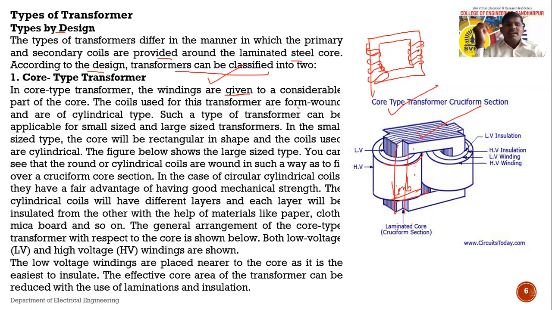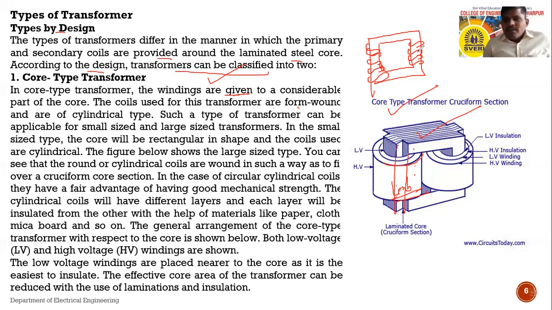Such types of transformer are applicable for small size as well as large size transformers. So in case of small size transformer, the core will be in rectangular shape. All of you keep in mind, this is one MCQ question. In case of small size transformer, normally the core is rectangular in shape, and on that rectangular shape the coil can be wound in cylindrical shape.